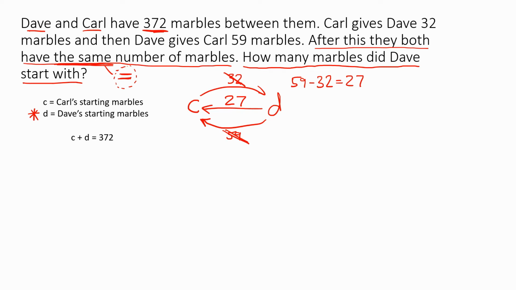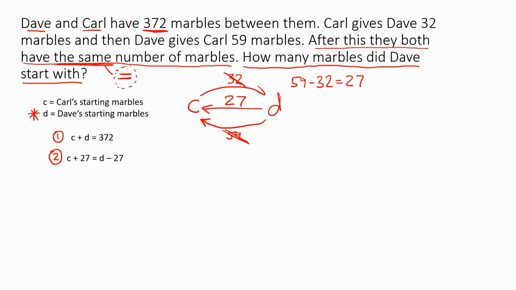After they do this, they have the same number of marbles, which means after Carl has gained 27 marbles and Dave has lost 27 marbles, they are equal. That is, C plus 27 is equal to D minus 27. So now we have two equations. Let's call this equation 1 and this equation 2.